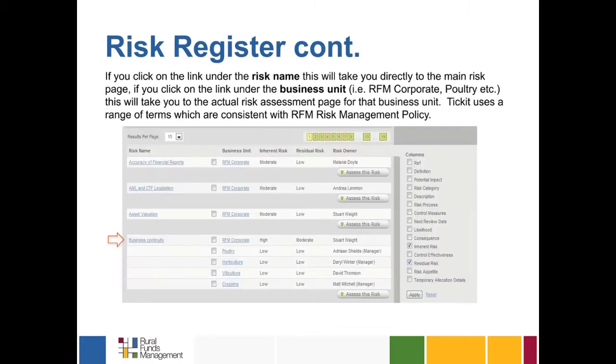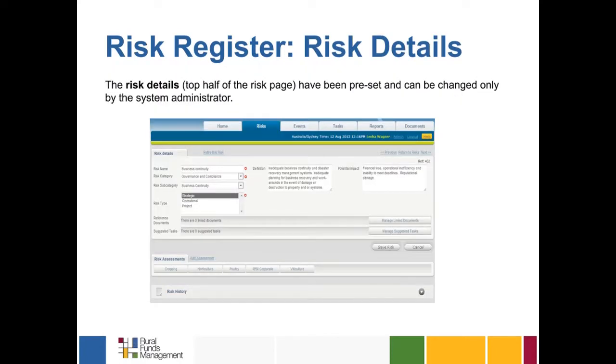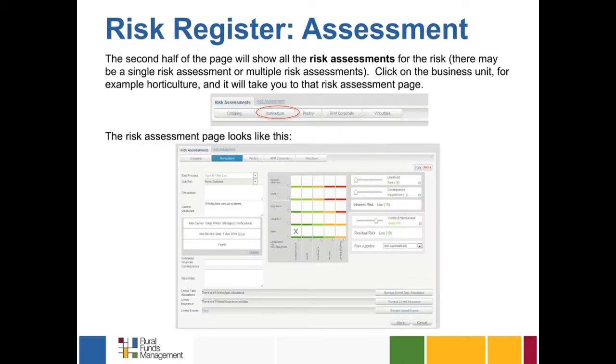If you click on the link under the risk name, this will take you directly to the main risk page. If you click on the link under the business unit, i.e. RFM, corporate, poultry, etc., this will take you to the actual risk assessment page for that business unit. Tickit uses a range of terms which are consistent with RFM risk management policy. The risk details, the top half of the risk page, have been preset and can be changed only by the system administrator. The second half of the page will show all the risk assessments for the risk.